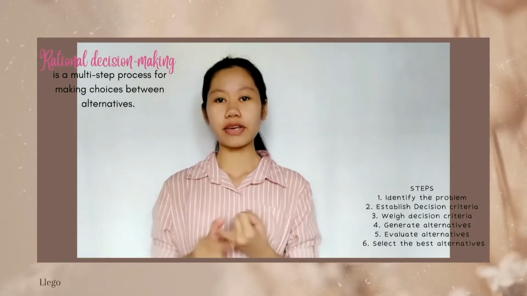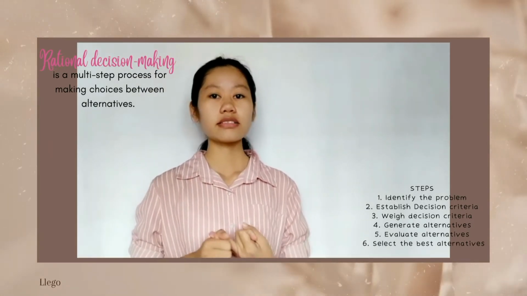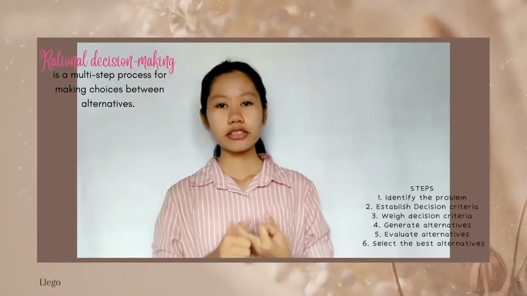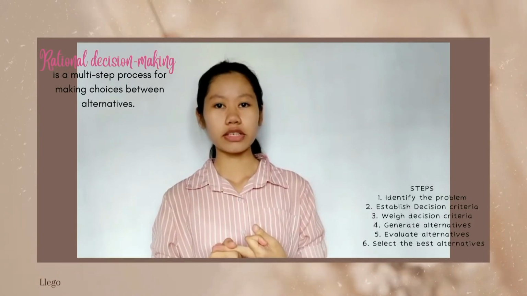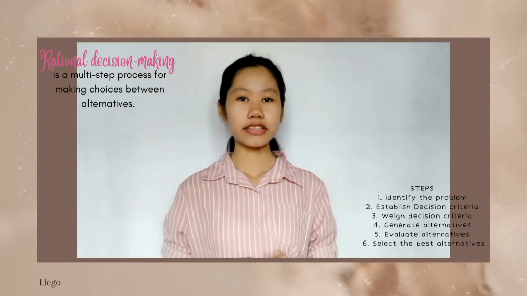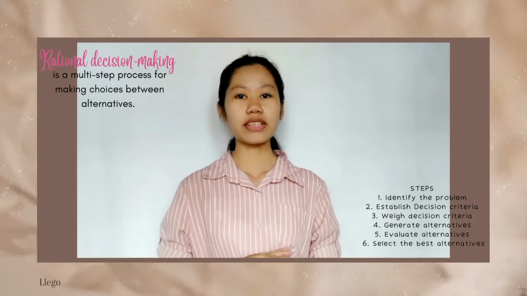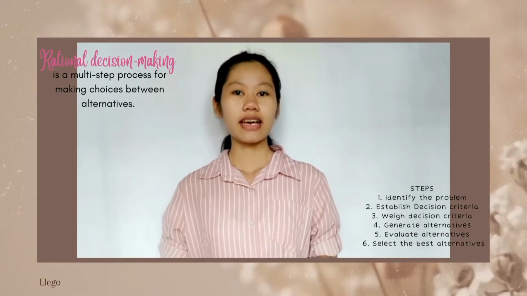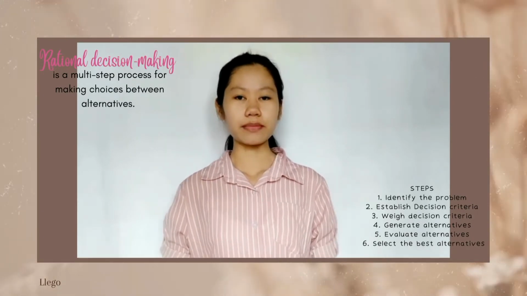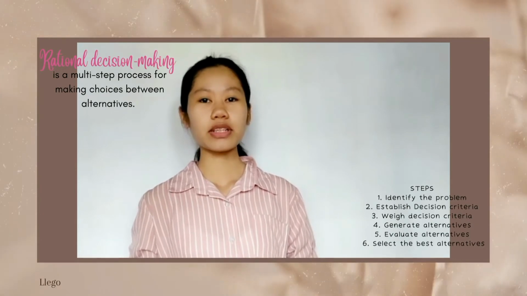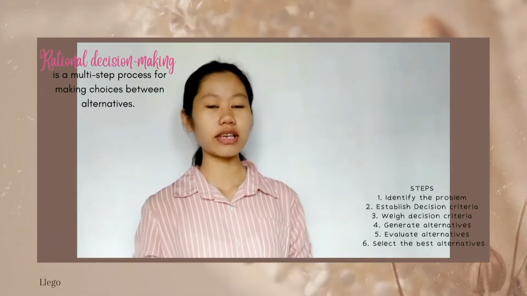First, identify the problem. Second, establish decision criteria. Third, weigh decision criteria. Fourth, generate alternatives. Fifth, evaluate alternatives. And lastly, select the best alternative. These steps will help us to make better choices and decisions in our life.